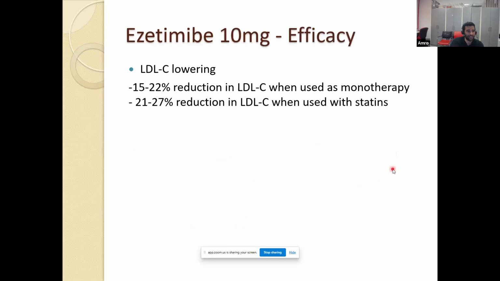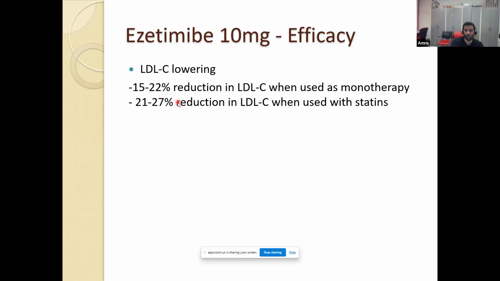It's effective. It's not as effective as statins, but when you use it on its own, you might get on average a 15 to 20% LDL reduction as monotherapy. If you use it with statins, you might get a 21 to 27% reduction in LDL cholesterol. So remember that rule of 6% with statins.